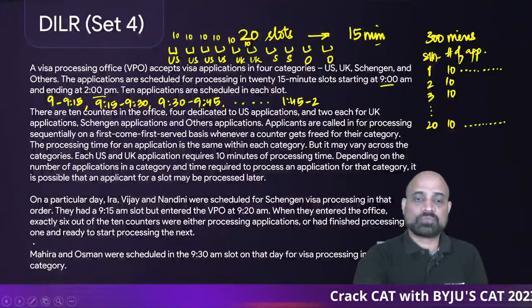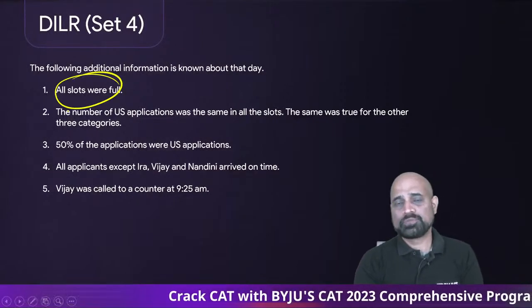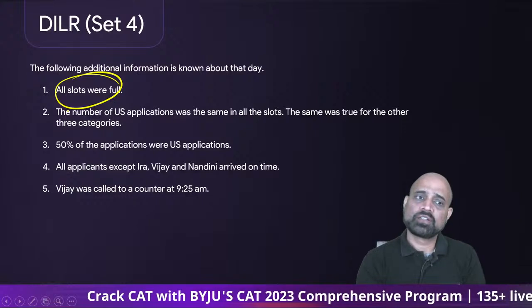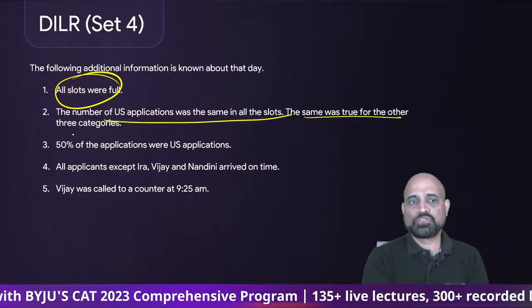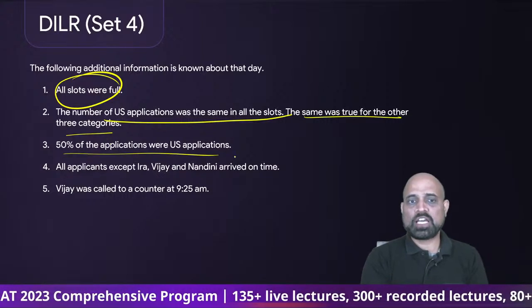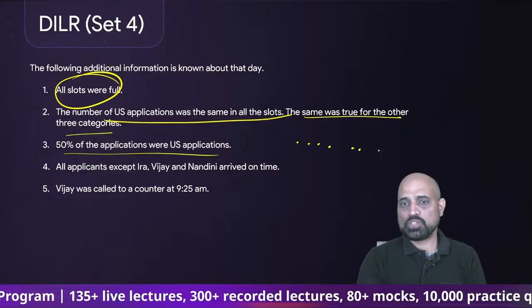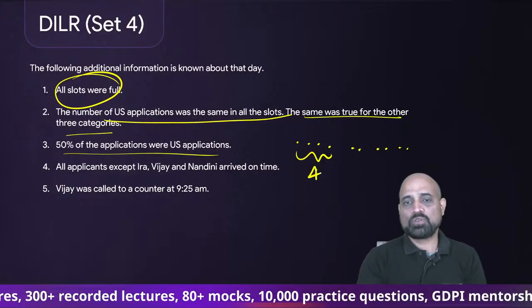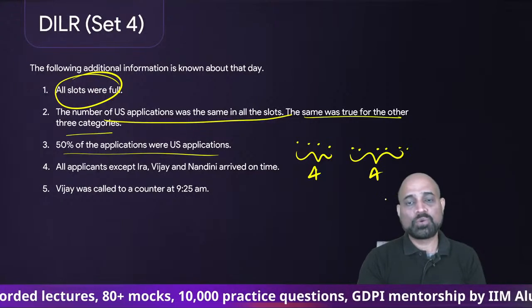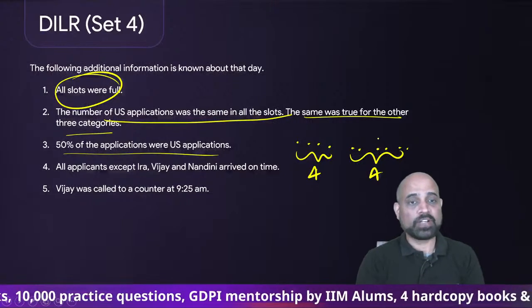So the following additional information is also given. All slots were full, meaning all 10 are full. The number of US applicants was the same in the same slot. The same was true for the other 3 categories. 50% of the applications were US applications. Now 4 counters are our US, 2 UK, 2 Shenzhen and 2 others. If I take these 4, this is 50%, so from here there will be only 4. Now, how is that 4 broken up? That's something we'll have to find out.